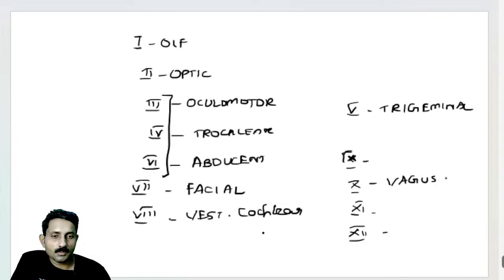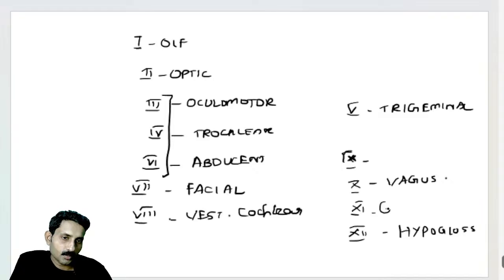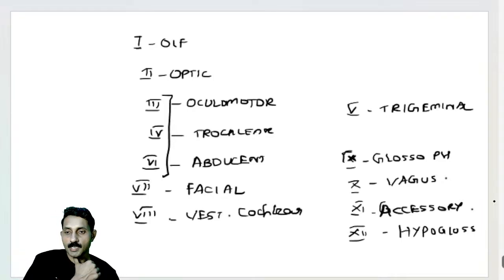So now I'll just give you an idea about this. The 12th is hypoglossal. The ninth is glossopharyngeal. And this is called accessory nerve. The 11th cranial nerve is the accessory nerve.